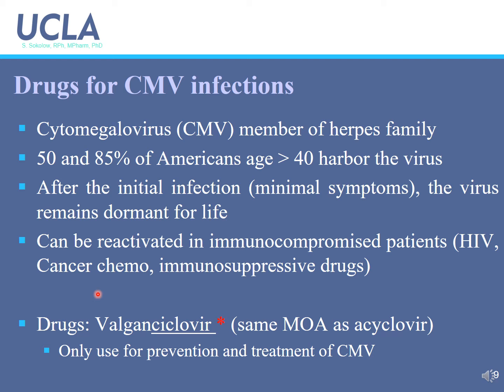And in the case of CMV, this virus can be reactivated in immunocompromised patients, especially in HIV patients, cancer patients, or patients who are using immunosuppressive drugs. The drug of choice is valganciclovir, which is the prodrug of ganciclovir, so it has the same mechanism of action. And this drug is used for the prevention and the treatment of CMV.